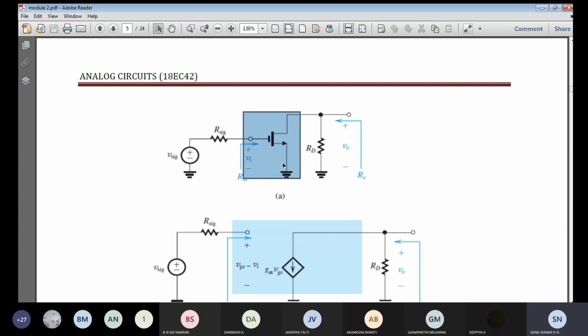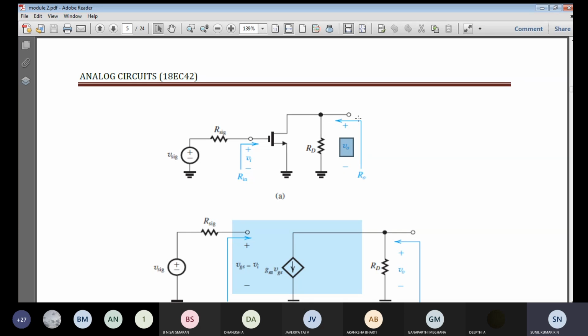For this common source, the source is common to gate as well as drain, and between the gate and source we are going to apply a signal source voltage. The small signal source voltage along with the source resistance will be added in series and connected to the gate terminal. Across the drain resistance we are going to get the output, and that is nothing but the output voltage. So in order to find the output resistance of the amplifier proper, I have to connect this voltage between this terminal.